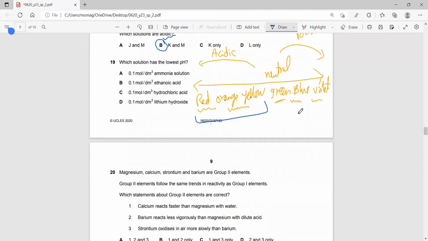Question 19, we need the lowest pH. To be low in pH, you must be an acid. So here we need an acid. How do you know? Because the question says we need low pH. Ammonia solution is basic. Go back to question 2 in this video. Ethanoic acid, of course, is an acid. HCl is an acid. Lithium hydroxide is an alkali, basic. So D is out and A is out. We need low pH, so we need the strongest acid. From your syllabus, HCl is stronger than ethanoic acid.